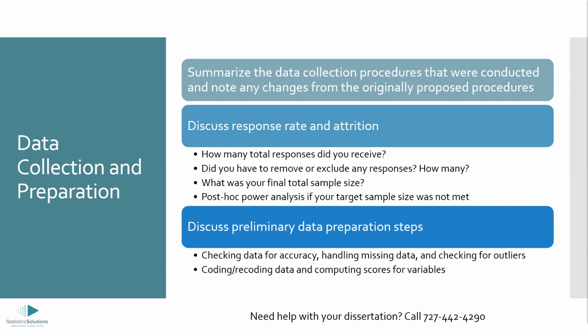And in terms of your data collection, you want to discuss your response rate and attrition. So you want to talk about your sample size, how many total cases or participants you had, if you had to remove any cases or participants, how many did you have to remove, for what reasons did you have to remove people? So it's possible that your study has certain inclusion criteria and not all of the participants or the respondents met those inclusion criteria. So you may have to exclude certain people. And so you want to describe step by step how you excluded people and how many people were excluded.